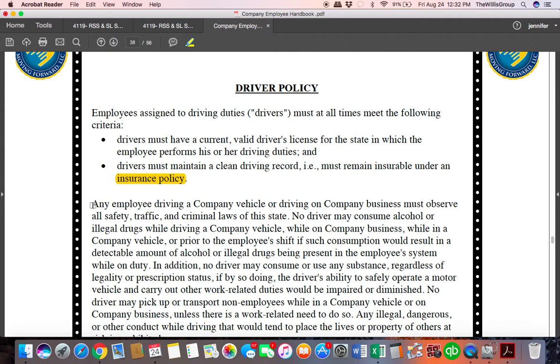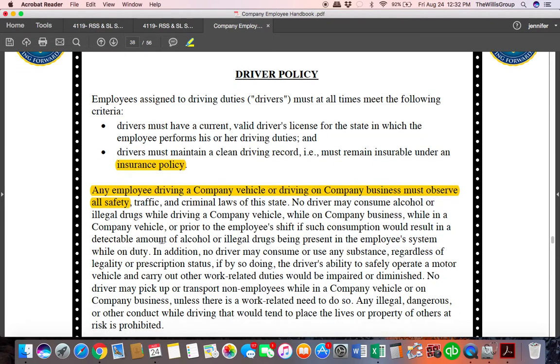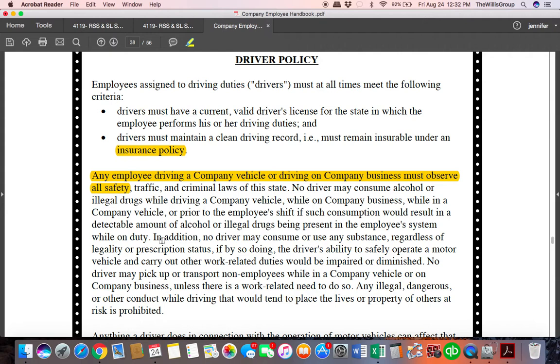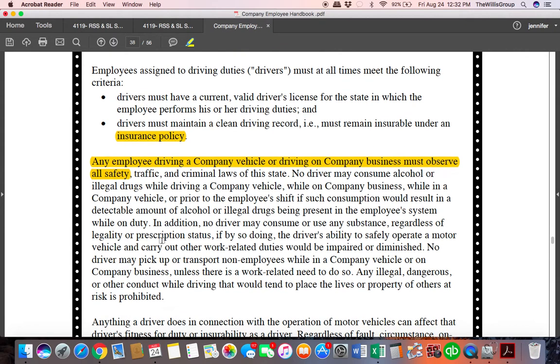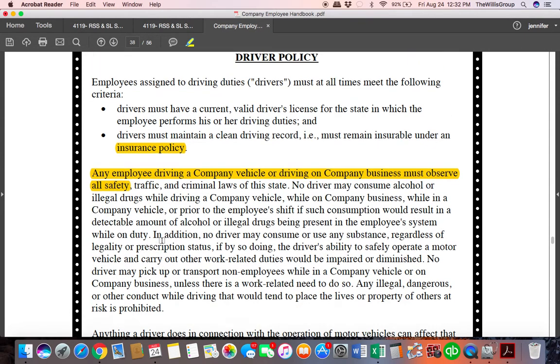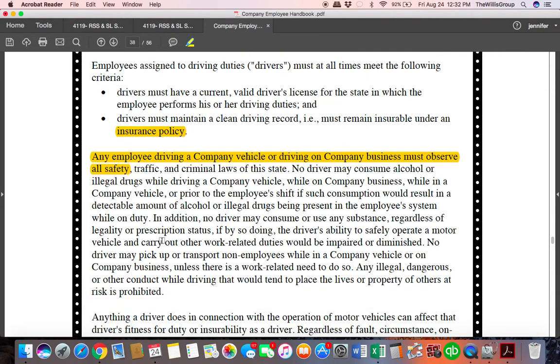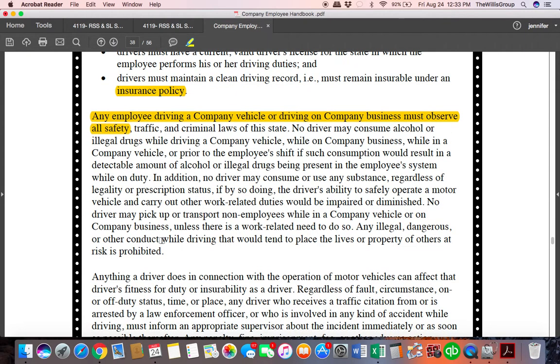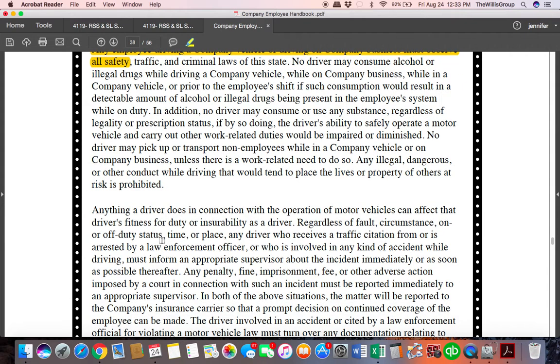So just really simple, any employee driving a company vehicle or driving on company business must observe all safety, traffic, and criminal laws of this state, which is the state of Texas. No driver may consume alcohol or illegal drugs while driving a company vehicle, while on company business, while in a company vehicle, or prior to the employee's shift. So again, no drugs, no alcohol, especially, and this is not just as it pertains to the driver's policy, but obviously no drugs or alcohol associated with your shift before or after.